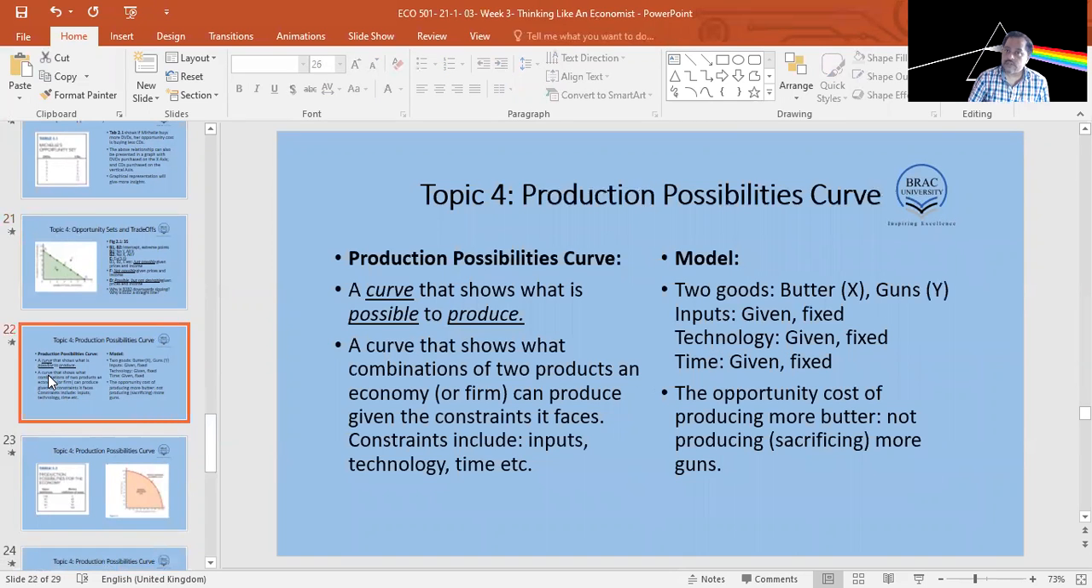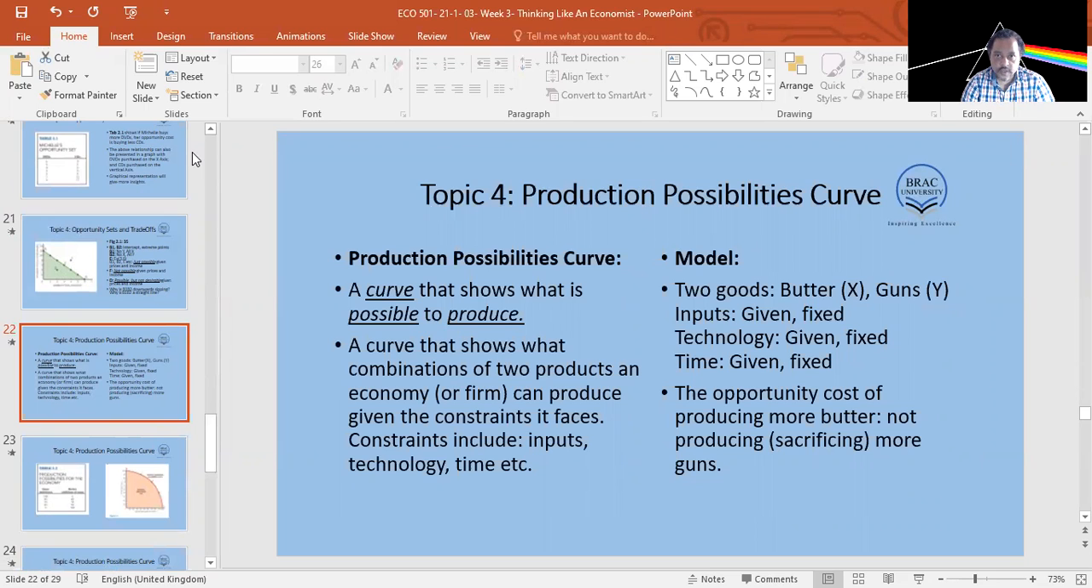Now we come to the second concept, which is basically the curved line that we saw, and we made a reference to Paul A. Samuelson, the American economist and one of the greatest economists of all time. This is called the production possibilities curve or the production possibilities frontier.